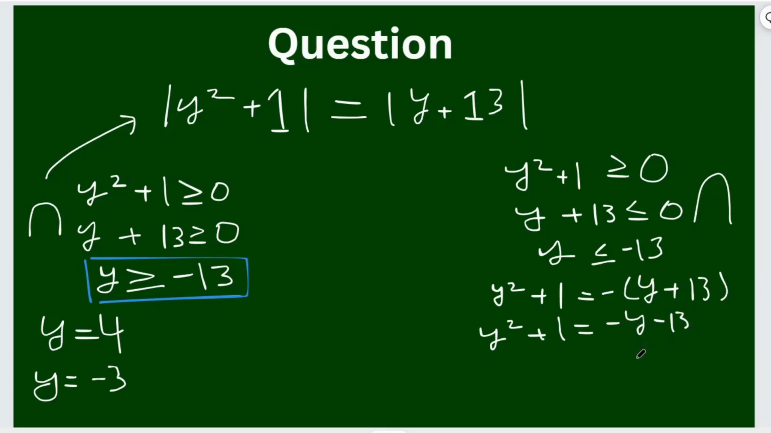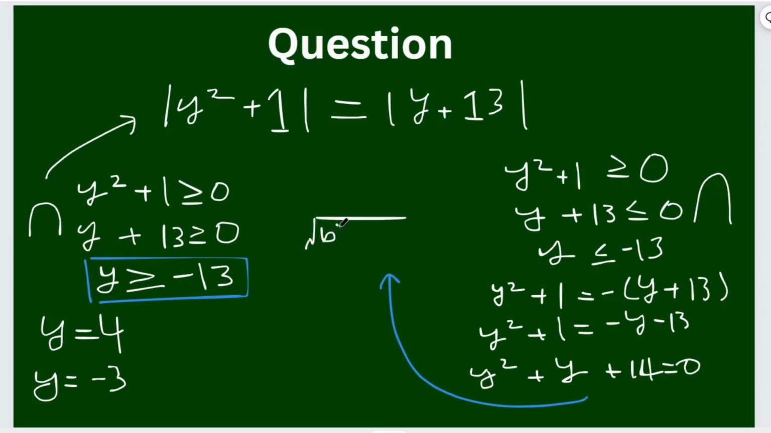Now move everything to the left side. So in this case, you get y squared plus y plus 14 is equal to 0. Okay, so, well, you can go ahead and solve this with the formula, but let's just take the part where in the formula it's b squared minus 4ac.